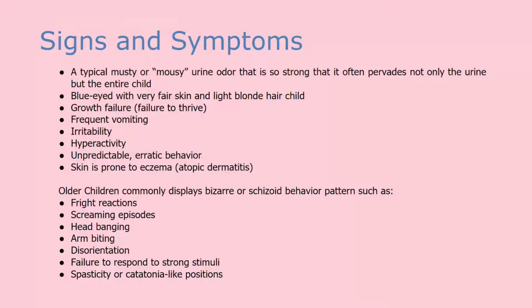For signs and symptoms, a typical musty or mousy urine odor that is so strong that it often pervades not only the urine but the entire child. Blue-eyed child with very fair skin and light blonde hair. And also growth failure, frequent vomiting, irritability, hyperactivity, unpredictable and erratic behavior, and skin that is prone to eczema.